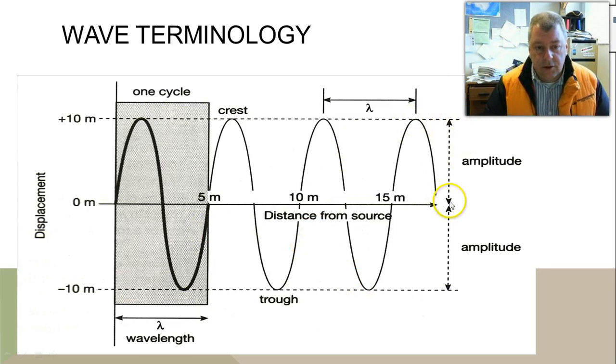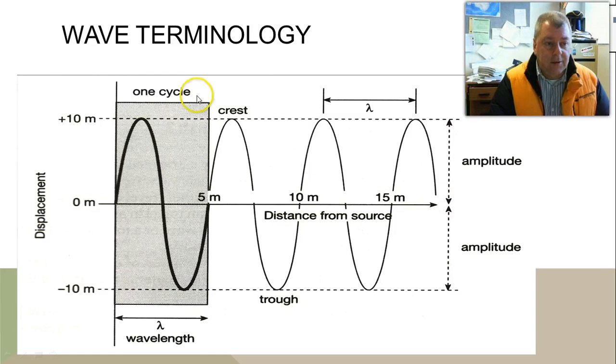Now the amplitude is the variation from the center line, or the mean position. And in this case that amplitude is equal to that amplitude, because this wave is symmetrical around the center line. And one cycle is just one repetition of movement. And that's the basic terminology that we have.